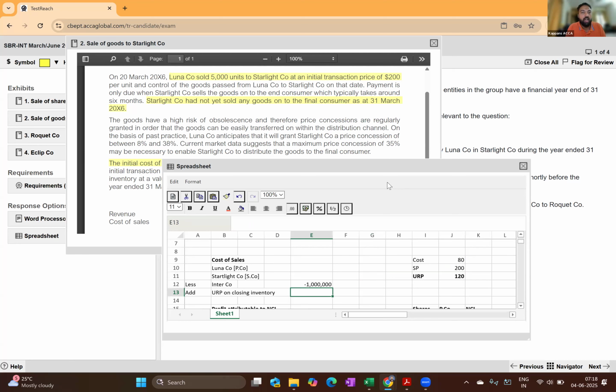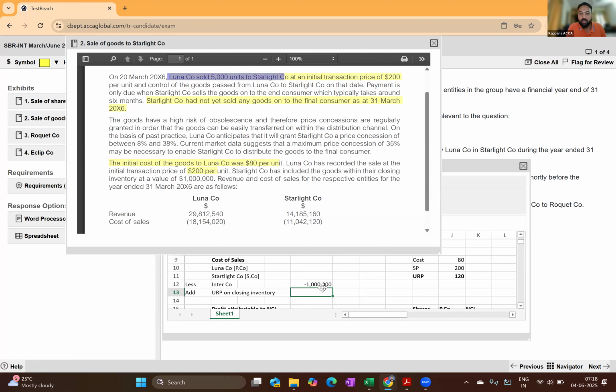How many such units have been sold by parent to subsidiary company? It is given in the beginning of the exhibit 2 itself. On 20th March 20X6, Luna Company sold 5,000 units to Starlight Company. So unrealized profit, which has to be added back: 5,000 units multiplied by unrealized profit, 200 minus 80, 120, is 600,000. This is URP on closing inventory. It will be added back in cost of sales.